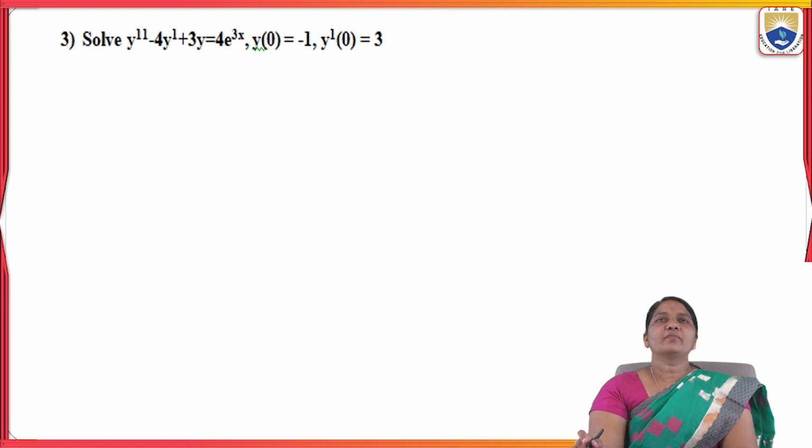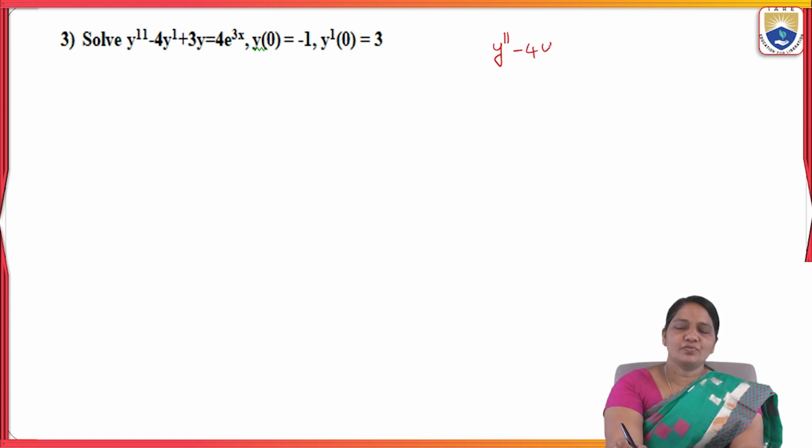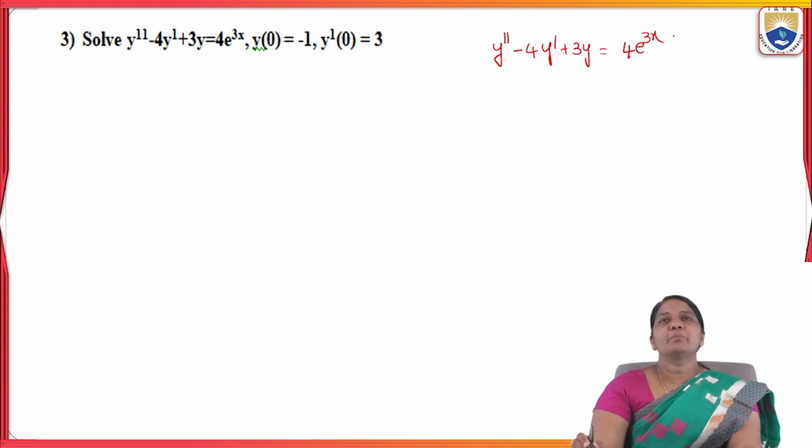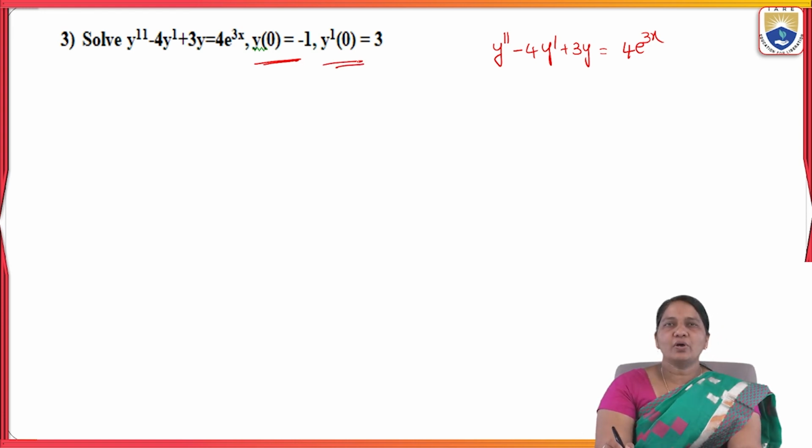Now I am moving on with one more example with the homogeneous equation. We can observe the equation here. Solve y double dash minus 4y dash plus 3y, where in place of u(x) we have 4 e power 3x. The given conditions are y of 0 equal to minus 1 and y dash of 0 equal to 3. We can follow the same procedure for the non-homogeneous equation also.